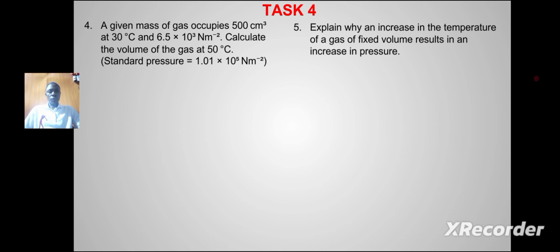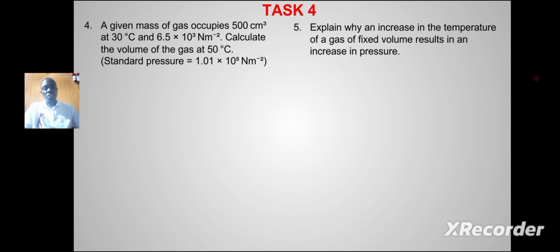Question 4 says a given mass of gas occupies 500 cm cube at 30 degrees Celsius and 6.5 times 10 to the power 4 Newton per meter square. Calculate the volume of the gas at 50 degrees Celsius. So let's see, we're given the first volume, which is 500 cm cube, the first temperature, 30 degrees Celsius, and the first pressure. The temperature is changing, and the pressure is changing, and that means the volume will change as well.